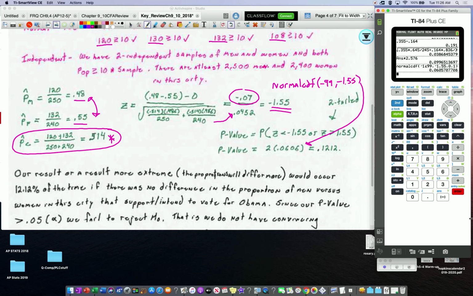Paste that in there, 0.0606. Now it's got to be double, so my p-value is 0.1212. So what does that mean?